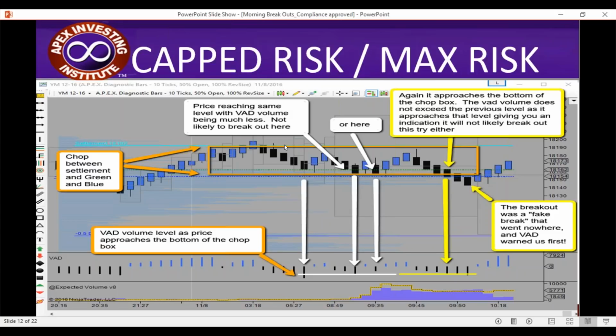Because levels can be an area of importance where there could be a battle taking place. The market sometimes, if there's enough volume, will blow right through that level. Other times that's an area to look for a reversal. Other times that's where the market will start to hesitate. There'll be a little bit of battle, a little bit of chop.